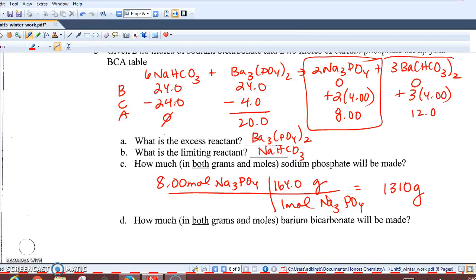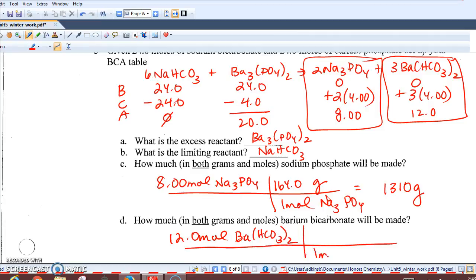All right, then it's asking about this guy, the barium hydrogen carbonate. So first answer is 12 moles. And then we got to get that into grams by using its molar mass. So 1 mole barium hydrogen carbonate. Go to the periodic table, add those all up. Don't forget your 2 multiplier. So there's 2 hydrogens, 2 carbons, and 6 oxygens, plus a barium. That molar mass is 259.3. We multiply that through. We get about 3110 grams.